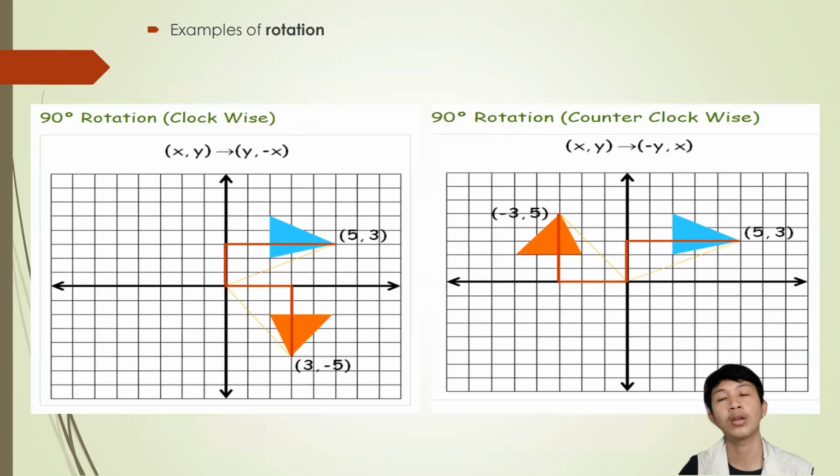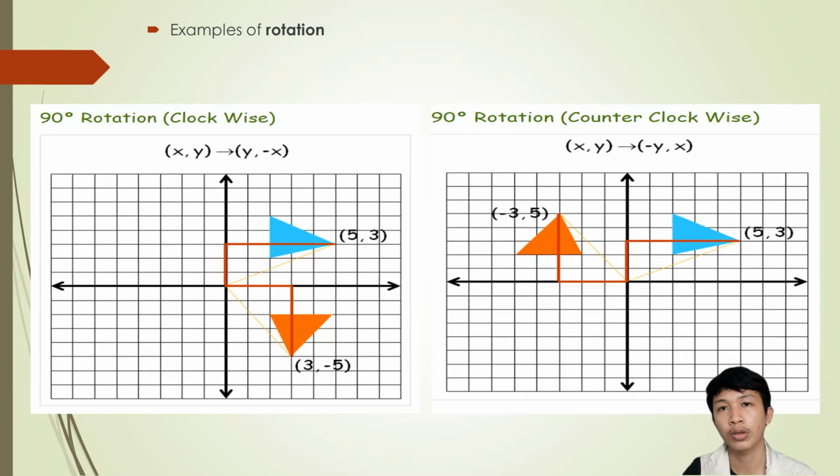So this is the example of rotation. 90-degree rotation clockwise. Based on this picture, or in this graph with the given objects, the quadrilateral triangle rotates clockwise with a degree of 90 degrees. And this other picture is a 90-degree rotation counterclockwise. So the object, the quadrilateral triangle, rotates counterclockwise.